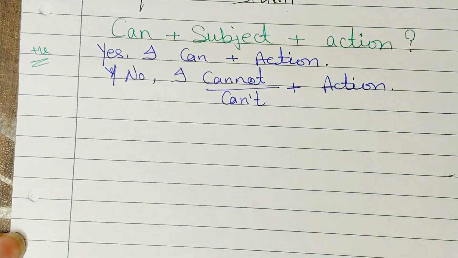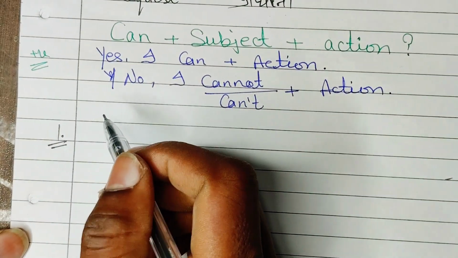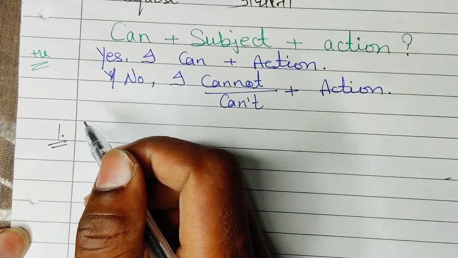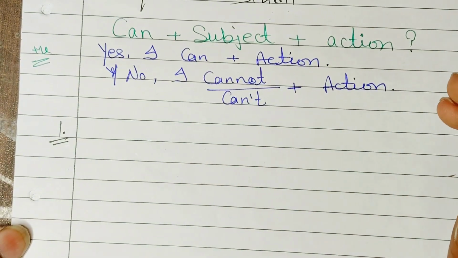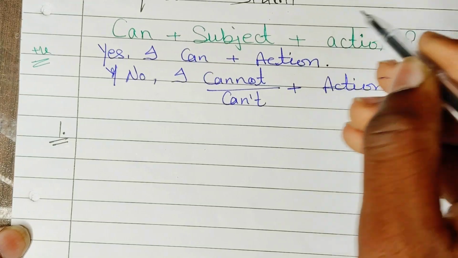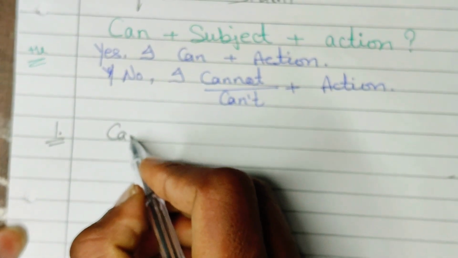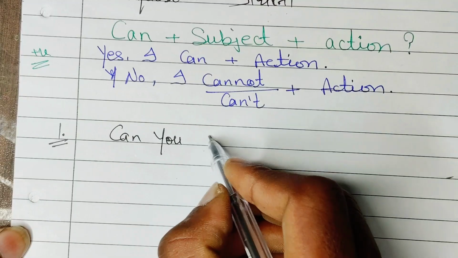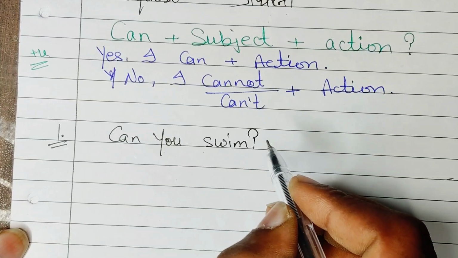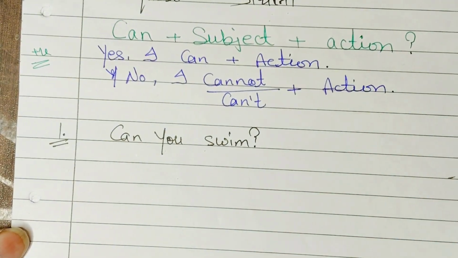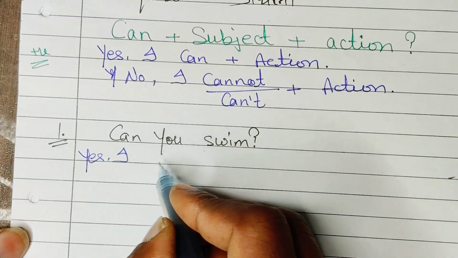So if I talk about the first example, the first example is, can you go to Mumbai, or can you swim? Like someone is asking you, there is a pool or a canal and your friend is saying to you, can you swim? If you are capable, like you know how to swim, then you can say yes, I can swim.